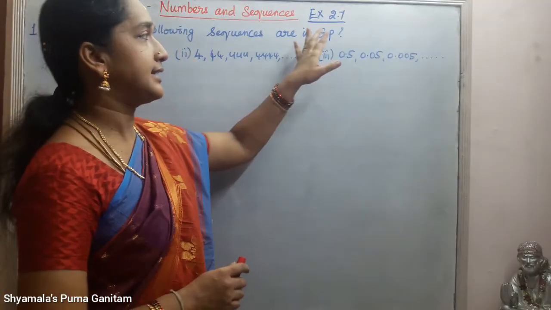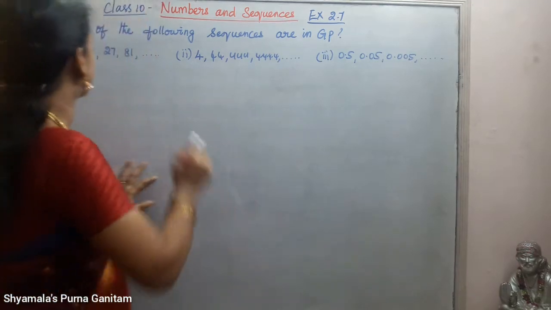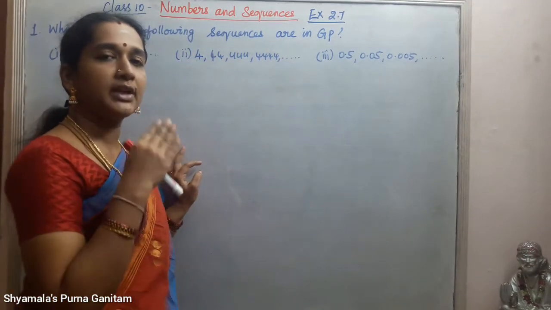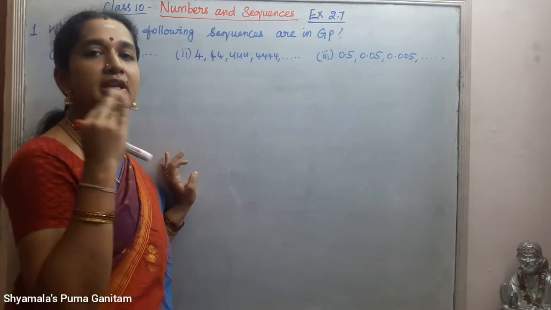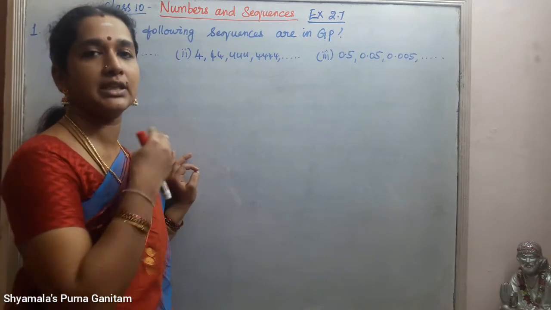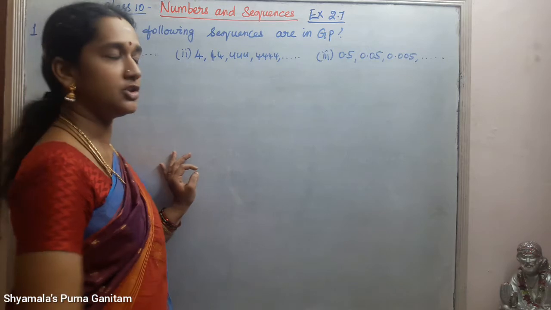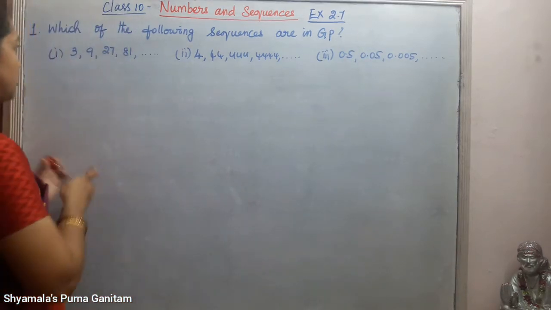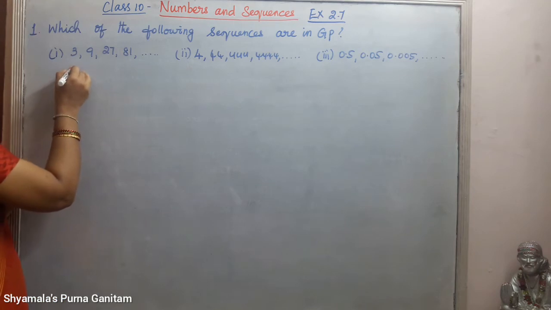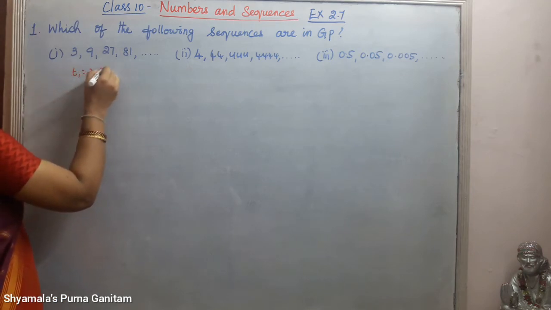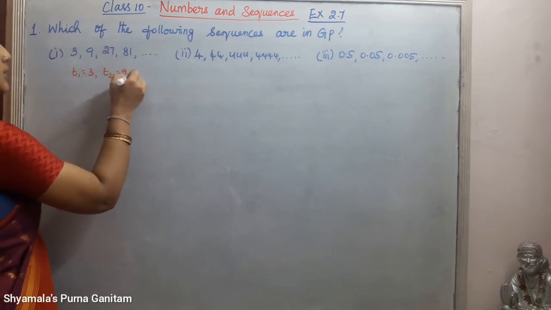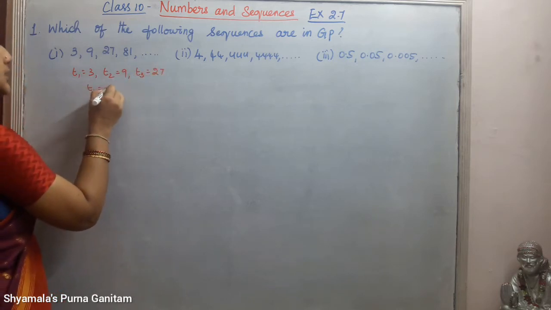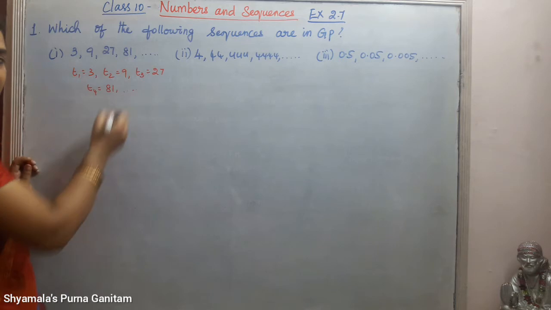We will start with exercise 2.7, first sum. Which of the following sequences are in GP? When we find the ratio between the terms, if the ratios are the same, then we can say that the given sequences are in GP. So first sum is 3, 9, 27, 81. Here first term T1 is 3, T2 is 9, T3 is 27 and T4 is 81. These are the terms given here.